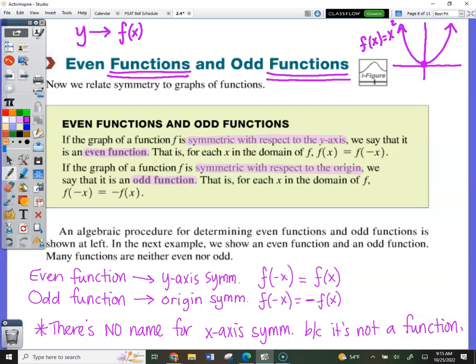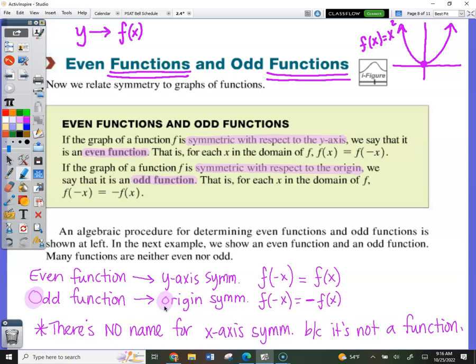Now, how are you going to memorize this stuff? I have a corny way to do it that works for me. Hopefully it'll help you. It has to do with the odd one. Where do you think I'm going with this? Odd, origin. Odd and origin start with O. So the way I memorize this is that if it's odd, it has to rotate around the origin, which means both x and y have to be able to be negative and it be the same function. I'll show you the algebra part on the next slide.